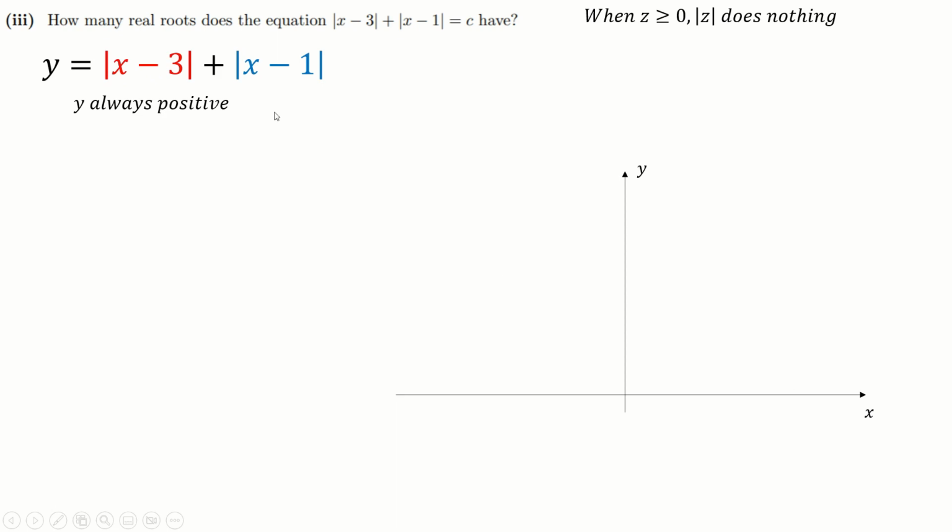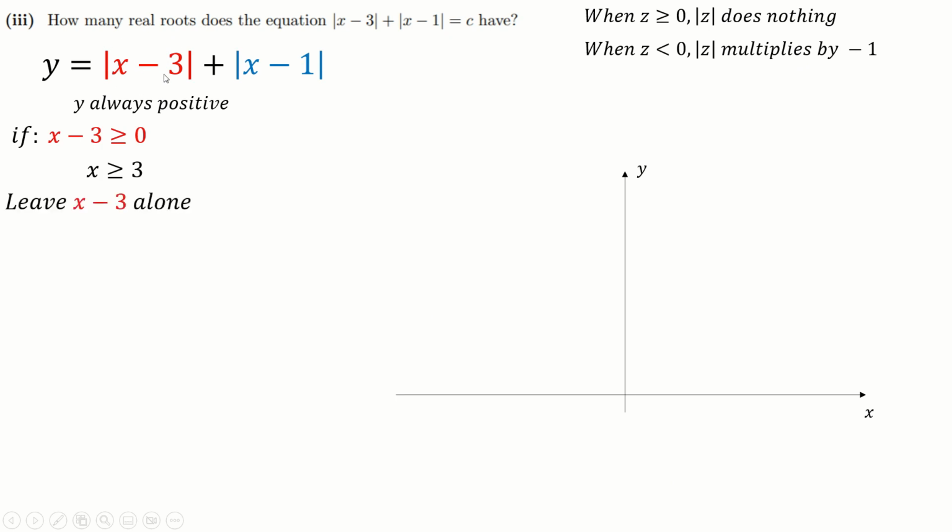First thing to maybe say is that when we're sketching this, y is never negative, because this is a positive thing by definition, and so is that, and you're adding them together. Now, when the input in the mod is bigger than 0, mod z does nothing. And when it's less than 0, we just think of it as timing the entire input by -1. So basically, when x is bigger than 3, or equal to 3, really, this whole thing is just x minus 3. The mod function is not going to do anything.